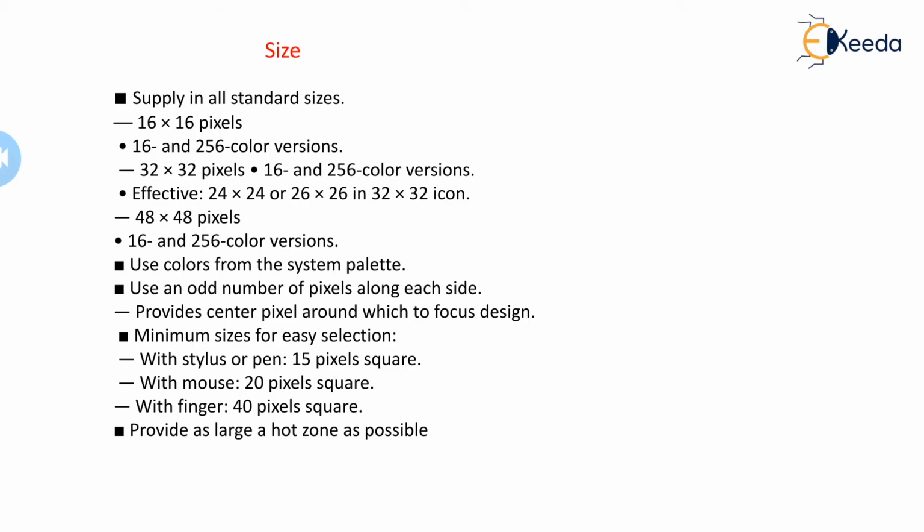Then icon selection. For each selection, the minimum icon size with a stylus pen or a pen is 15 pixels square. Then hot zones. An icon's hot zone, the area within it that allows it to be selected, should be as large as possible, preferably the entire size of the icon.